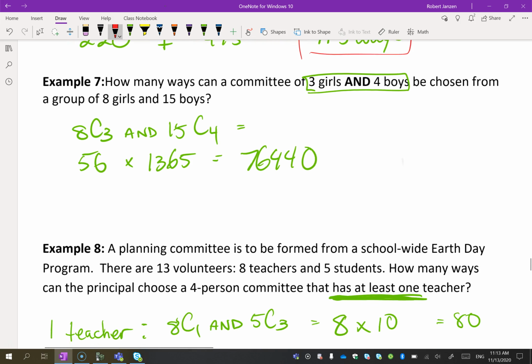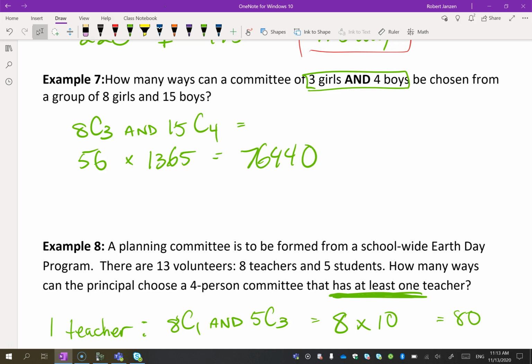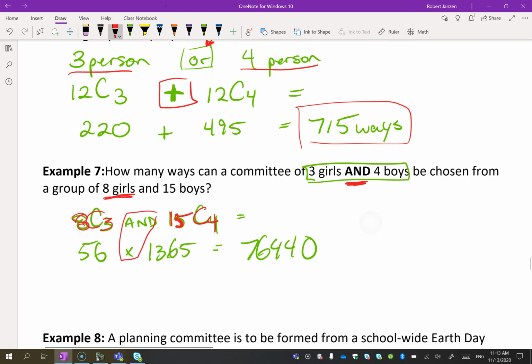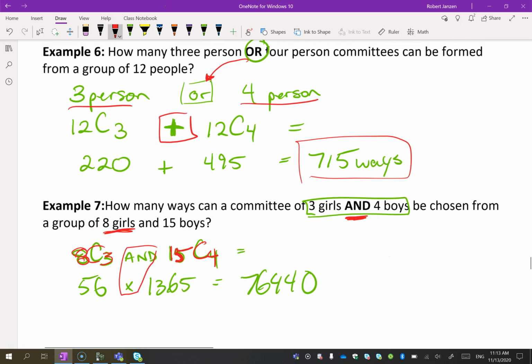Alright? Again, pause the video, try the next one. How many ways can a committee of 3 girls and 4 boys be chosen? Alright, and again, "and" means multiply. So how do you do 3 girls out of 8 girls? You go 8 choose 3. So 8 girls choosing 3. 8 choose 3. And there are 15 boys, and you're going to choose 4 of them. Alright, you multiply them. So just keep that in mind. When would you add? When would you multiply? Take a look at the difference. One's "or", one's "and".